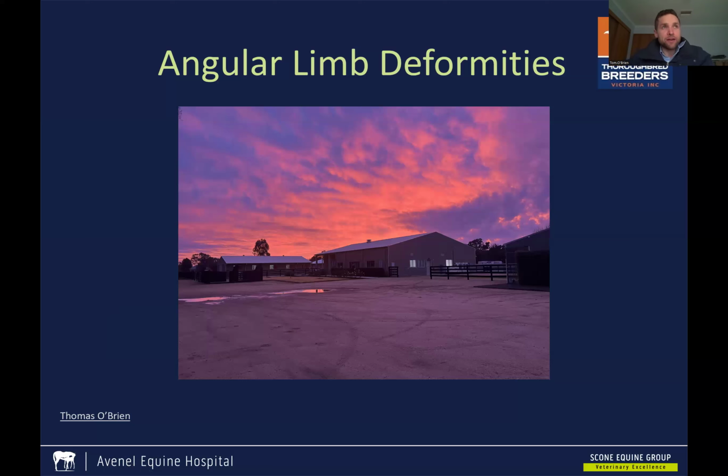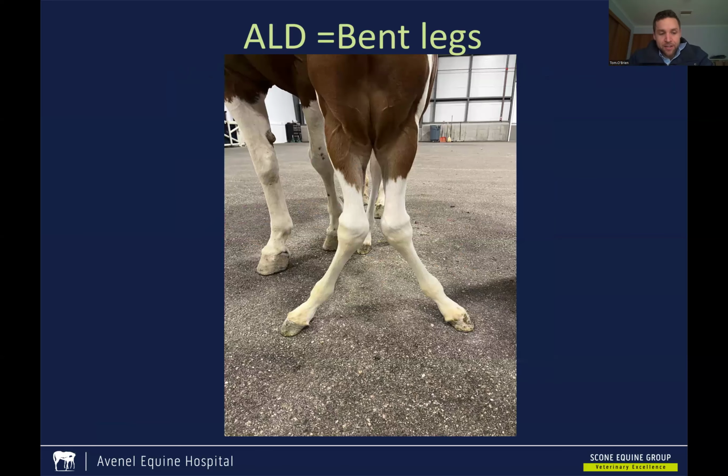So I think I've got about 45 minutes or so to talk about angular limb deformities. It's not a huge amount of time, but hopefully it's enough to get some important messages from the talk. And so when we think about angular limb deformities, I'll refer to them as ALDs. Essentially, we're talking about bent legs.